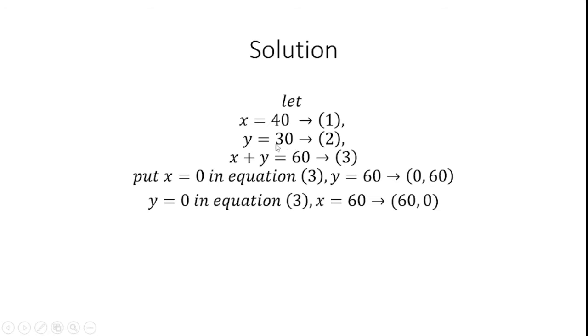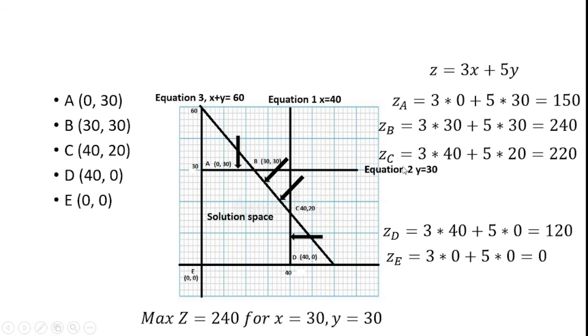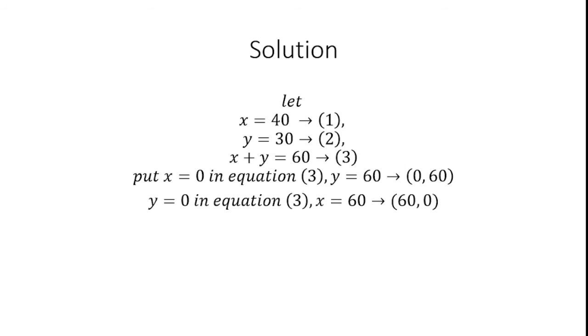And what can we do for equation 3? Because here there are two terms available, x and y, I convert that equation into two arbitrary points. I put x equal to 0 and y is equal to 0, and likewise I got 2 points. So I represent the 2 points on this graph sheet, which are 60 comma 0 and 0 comma 60.